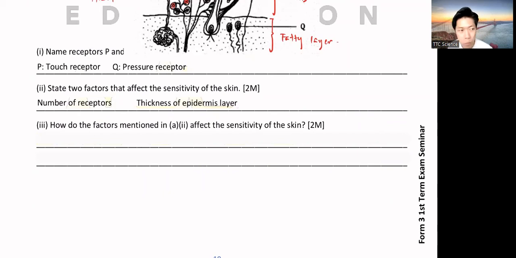Okay. More receptors found on the skin, more sensitive the skin. And the other one also same. Okay. Like it's the sentence. Yeah.